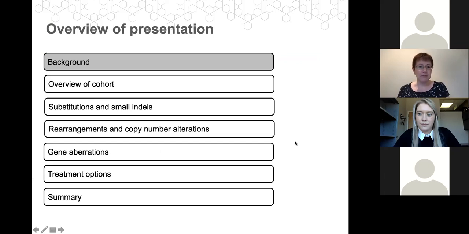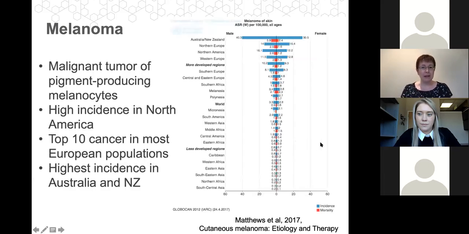So just start with a brief background. Melanoma, which is the malignant tumor of pigment-producing melanocytes, has a high incidence in various populations in the world. This can be seen in this graph here, showing the incidence in blue in males and females in various populations. It has a very high incidence in North America, is a top 10 cancer in most European populations, and the highest incidence in the world is in Australia and New Zealand.